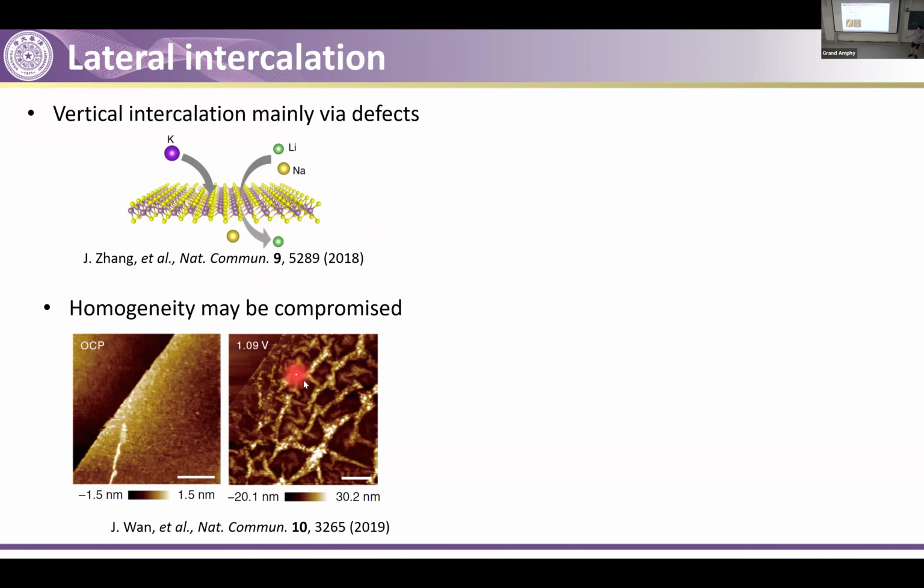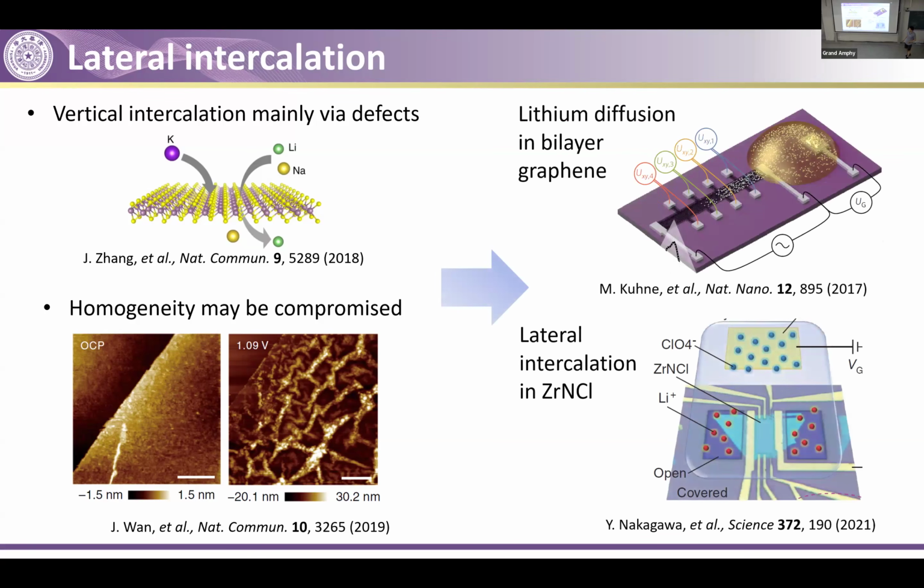Other things you can see from AFM study, they also see these wrinkles. This is a typical problem for lithium batteries, that the lithium forms some secondary compound at the interface between your material and the lithium and the substrate. But it can create a problem. So how to solve this problem?